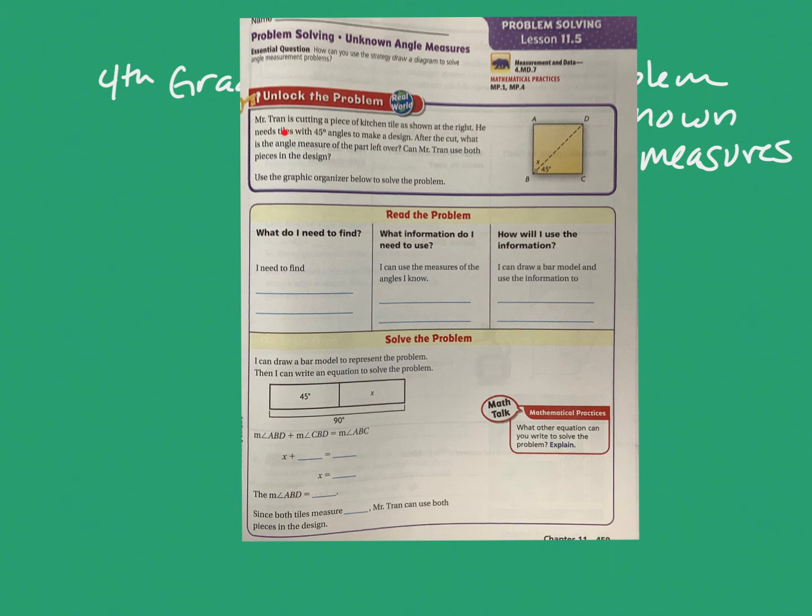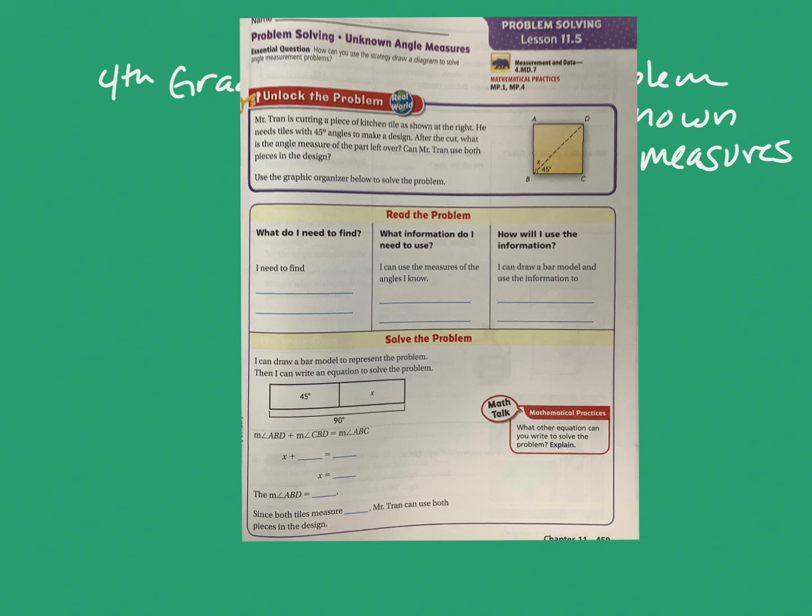Let's unlock the problem. Mr. Tran is cutting a piece of kitchen tile as shown at the right. He needs tiles with 45-degree angles to make a design, so he'd have to measure here for a 45-degree angle. After the cut, what is the angle measure of the part left over? So he measured this and got 45 degrees. Can Mr. Tran use both pieces in the design?